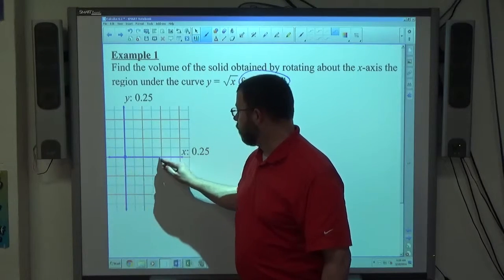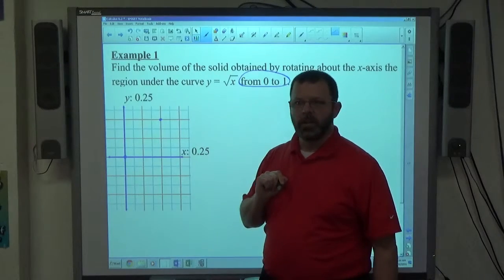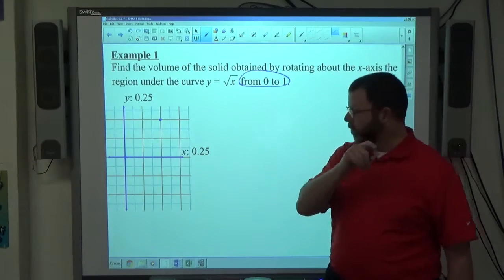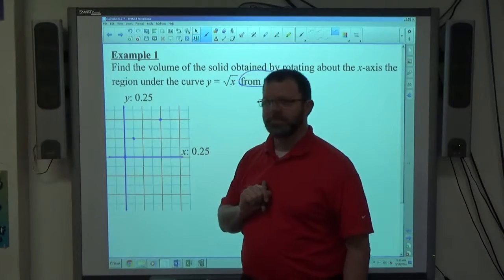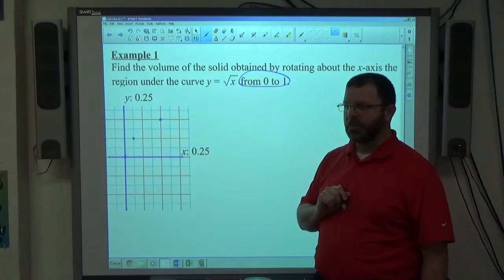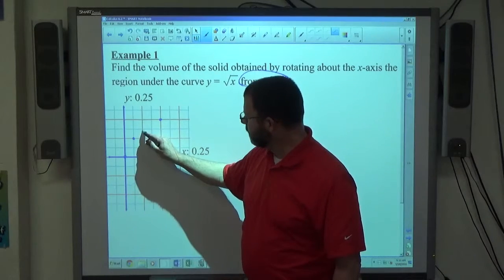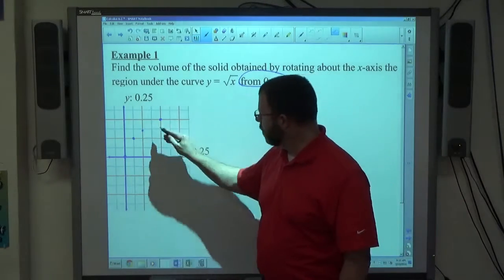So, if I just did this, the square root of 0 is 0, the square root of 1 is 1. Those 2 points are easy. Anybody know the square root of 0.25? 0.5. Square root of 0.5? 0.7071. Square root of 0.75? 0.8660.